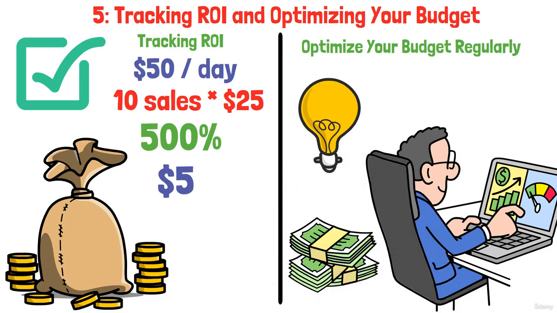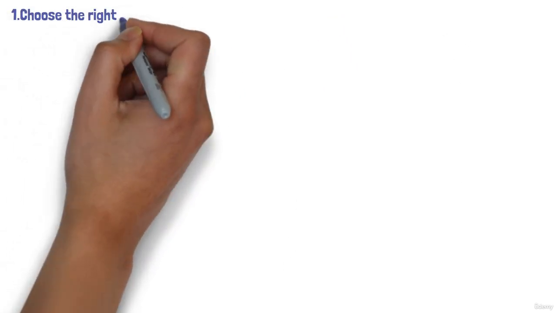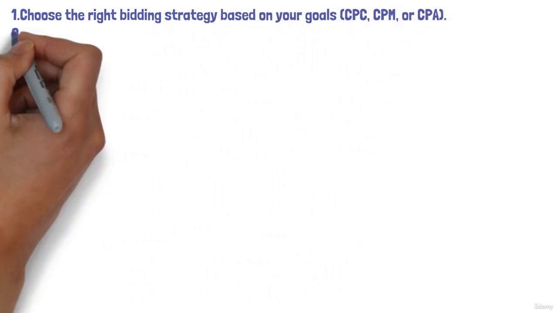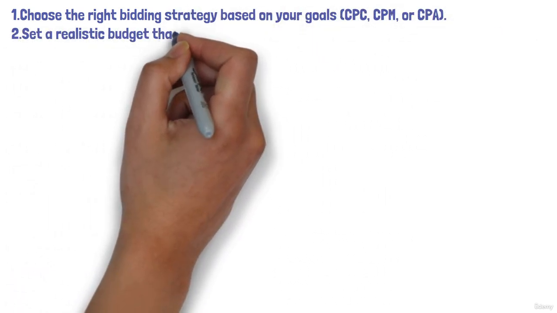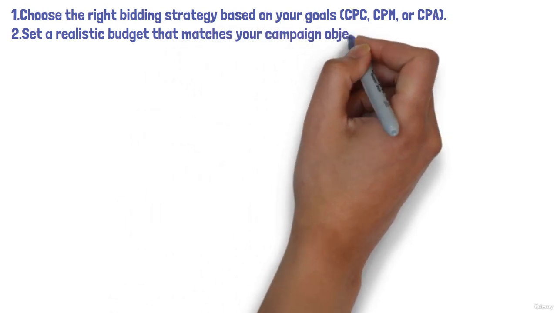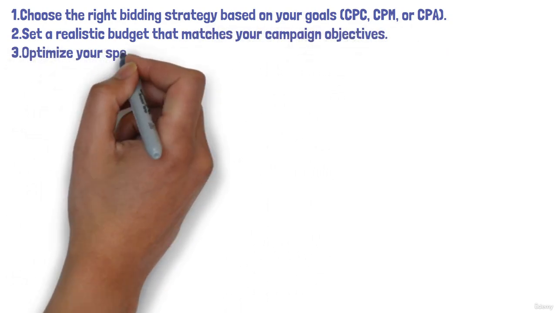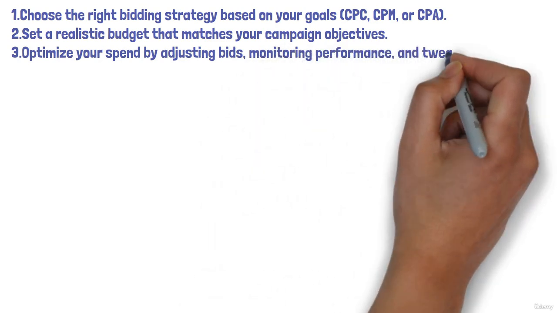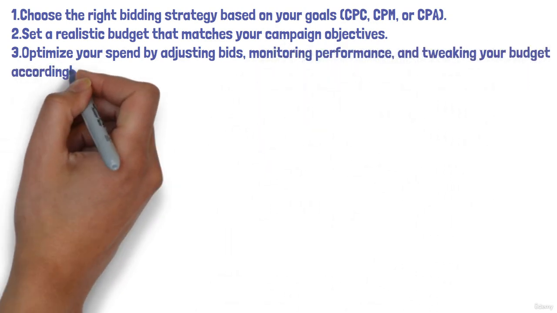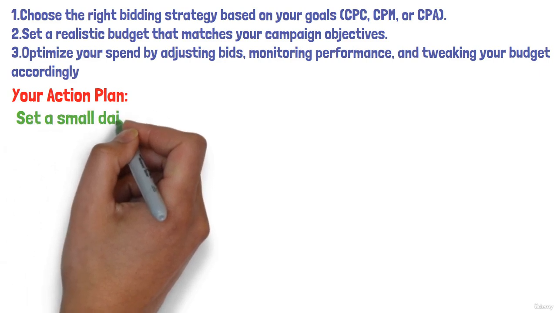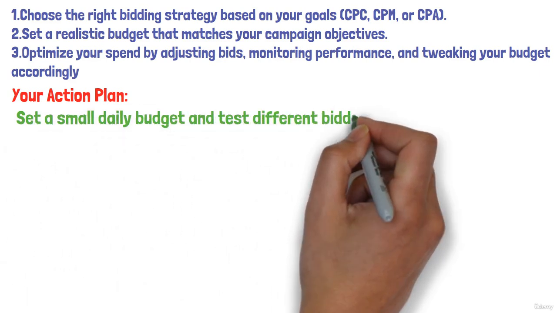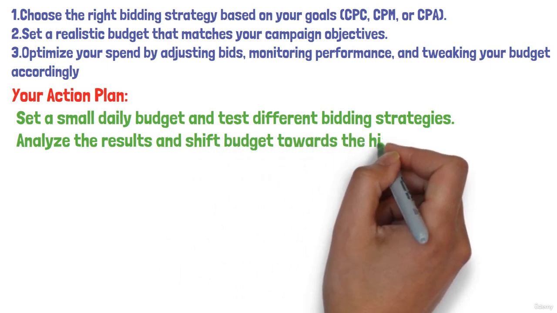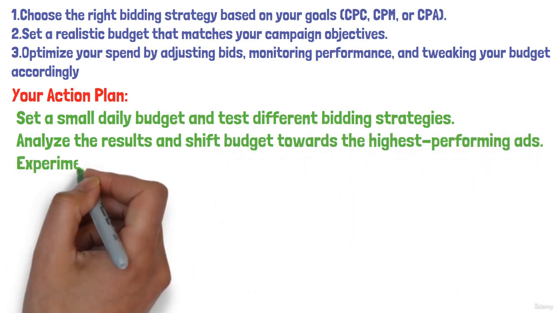To wrap up, 1. Choose the right bidding strategy based on your goals, CPC, CPM, or CPA. 2. Set a realistic budget that matches your campaign objectives. 3. Optimize your spend by adjusting bids, monitoring performance, and tweaking your budget accordingly. Your action plan. Set a small daily budget and test different bidding strategies. Analyze the results and shift budget towards the highest performing ads. Experiment with negative keywords to improve ad relevance.